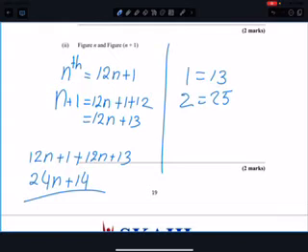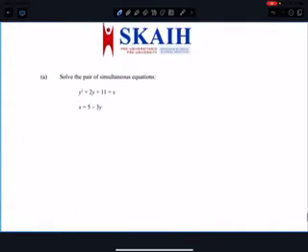Yes? CXC exam. You have to know the book from cover to cover. Cover to cover. Almost done.